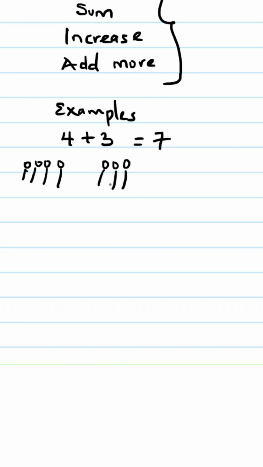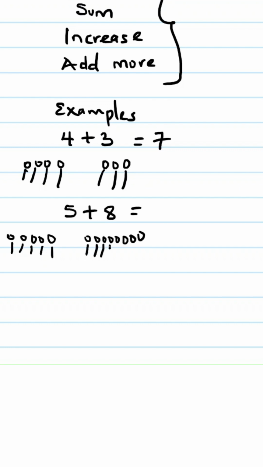For example, let's say we have 5 plus 8. Again, we count 5, 1, 2, 3, 4, 5. Then we count 8, 1, 2, 3, 4, 5, 6, 7, 8. Then to add, we combine all together. So we have 1, 2, 3, 4, 5, 6, 7, 8, 9, 10, 11, 12, 13. So 5 plus 8 is equal to 13.